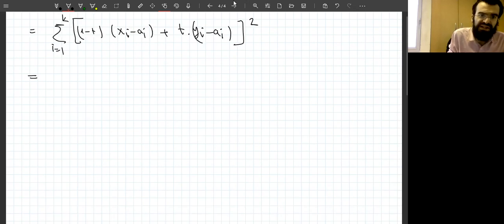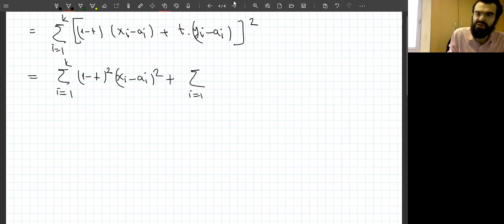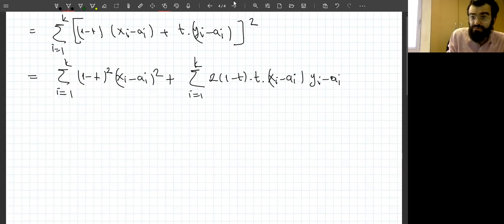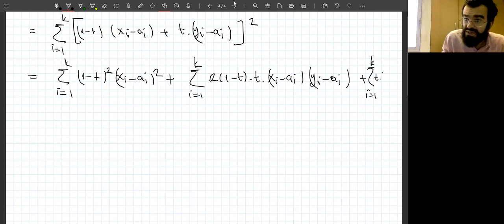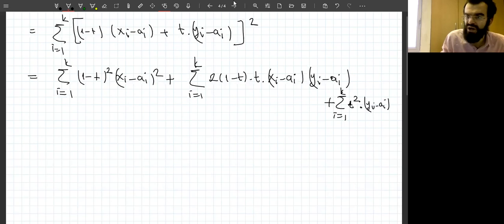We can write this as the summation i equals 1 to k of (1 minus t) squared, plus the summation i equals 1 to k again of 2 times (1 minus t) times t times (x_i minus a_i)(y_i minus a_i), plus the summation i equals 1 to k of t squared (y_i minus a_i) squared. Okay.